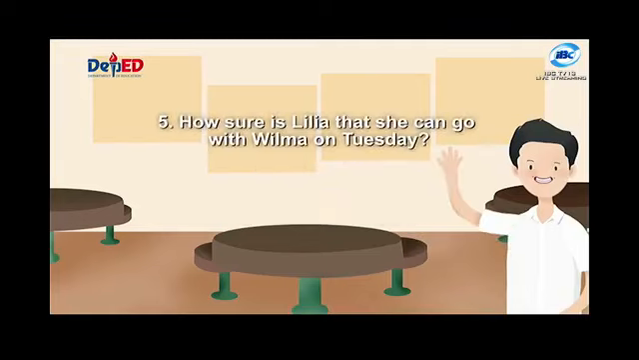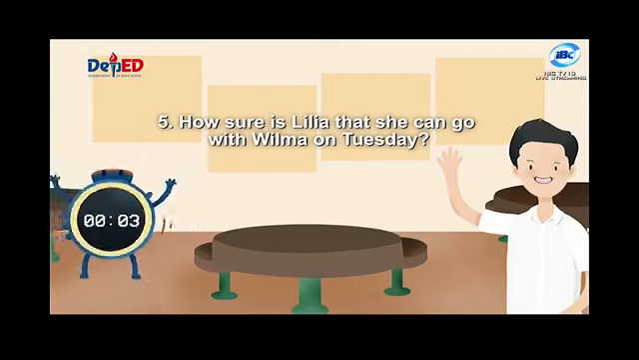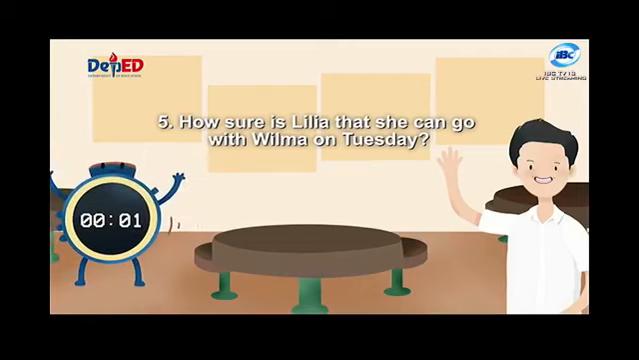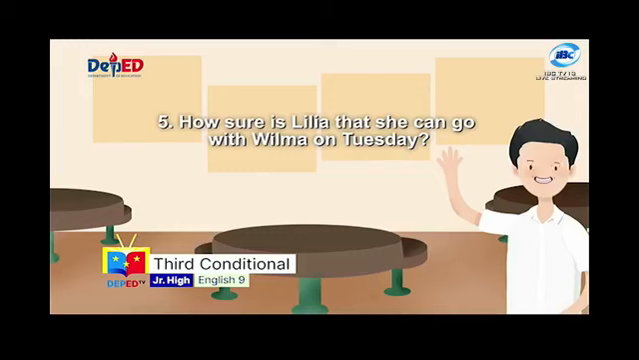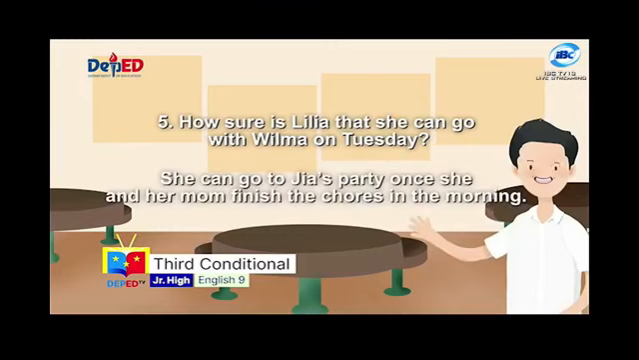Number 5. How sure is Lilia that she can go with Wilma on Tuesday? Yes, that's it. Her answer depends on a certain condition. She can go to Gia's party once she and her mom finish the chores in the morning.